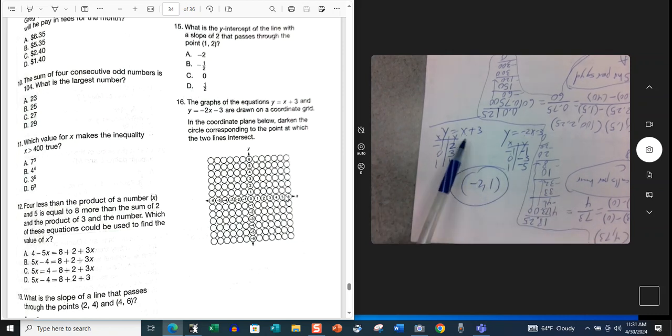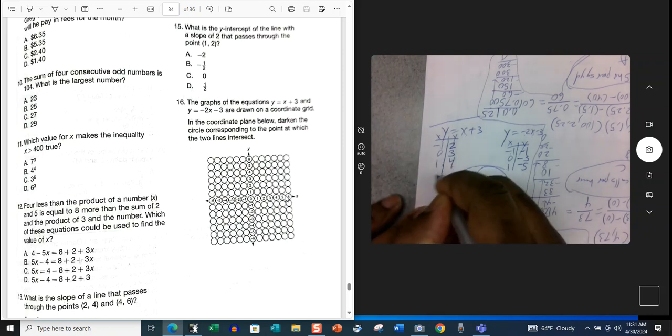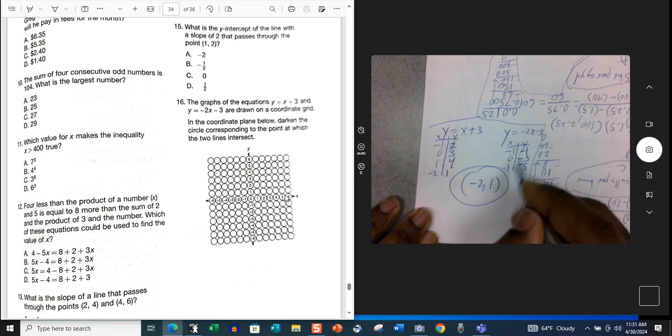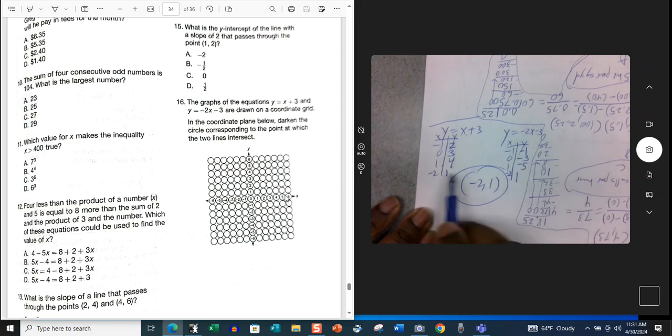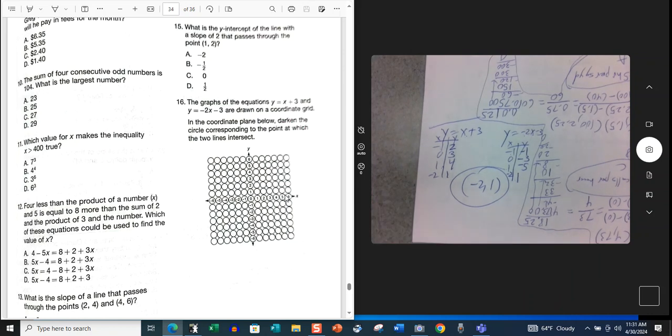And you can test it. If you put in negative 2 for x here, plus 3 will give you 1. So I put negative 2, 1. Then here, you could put in negative 2. Negative 2 times negative 2 is positive 4. 4 minus 3 is 1. They have the same point, so that is their intersection point.